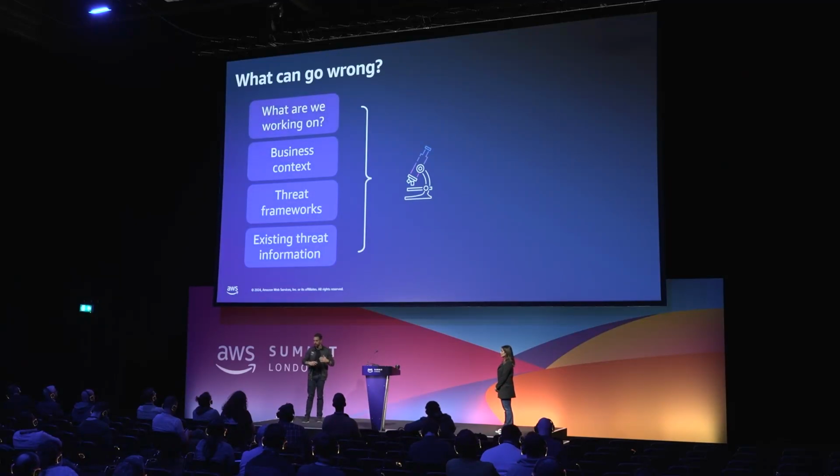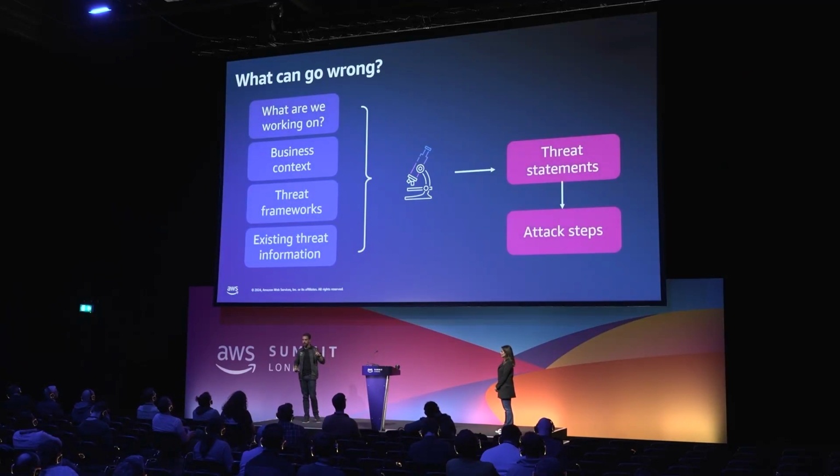And what's the output? After all this, you get two things. Number one, you get threat statements. We'll talk about the syntax and really dig into what threat statements are in a little bit, but we also get our attack steps. And attack steps are really key to help us get very specific about our mitigations and the controls that we want to apply that help to mitigate that risk.